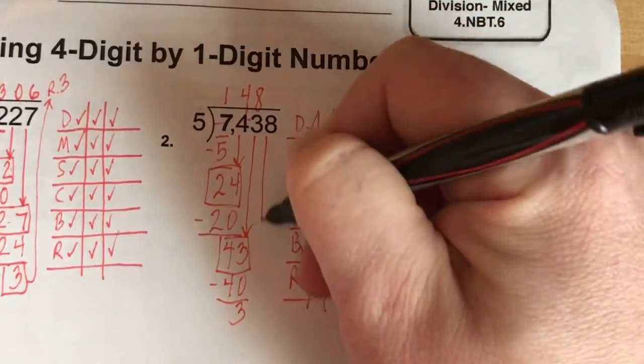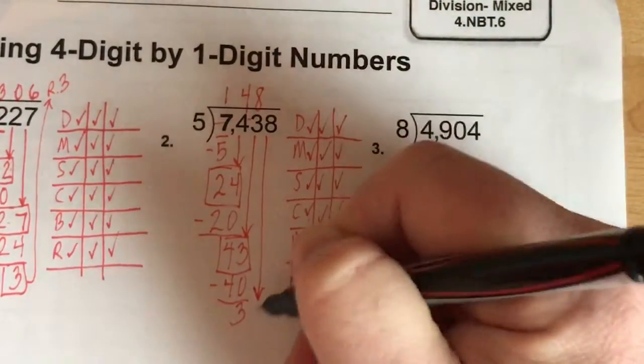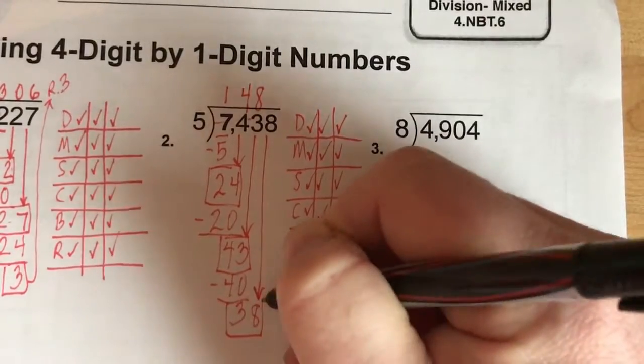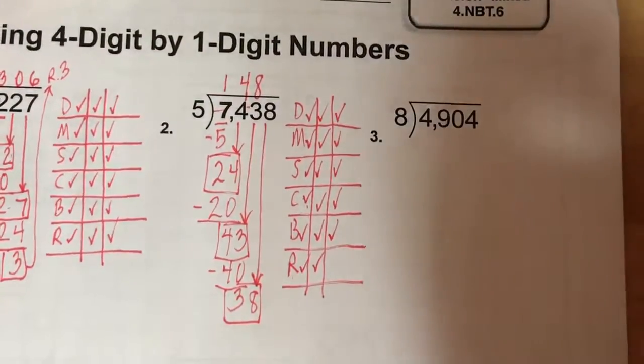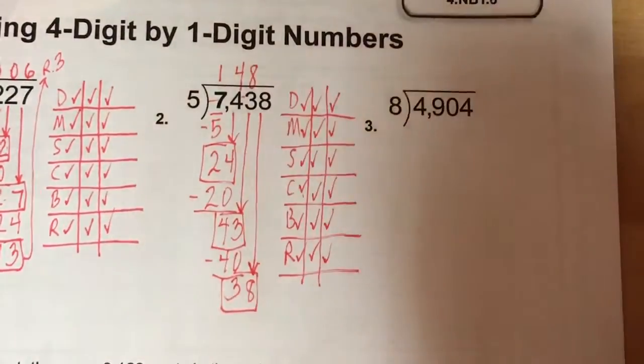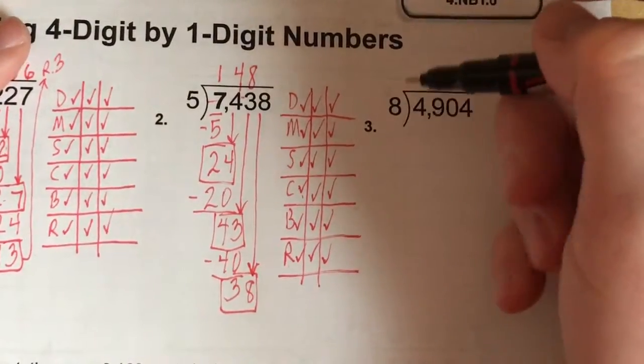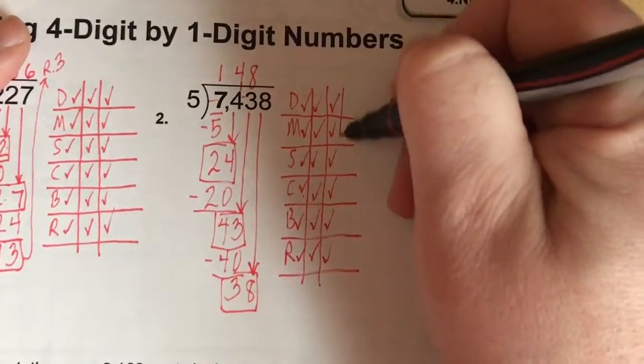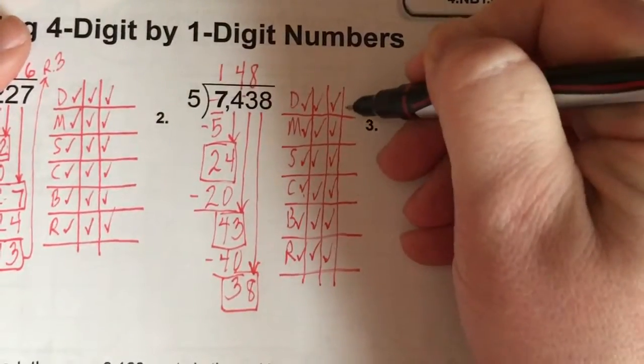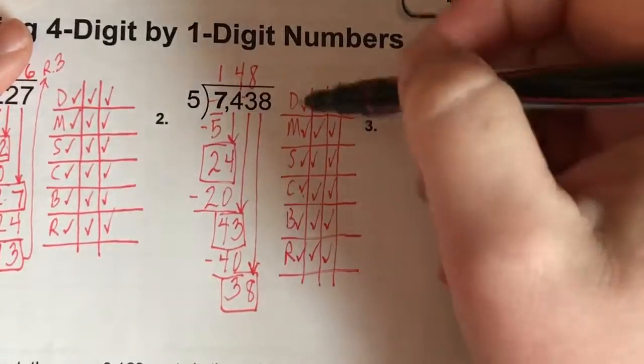Bring down the 8, all the way next to the 3. Look how far that is. And box. And then we're going to repeat because there's one more spot left in the quotient. Look how long this problem is. Now you see why it's called long division. All right, separate my workspace. Here's number 4. Column number 4.